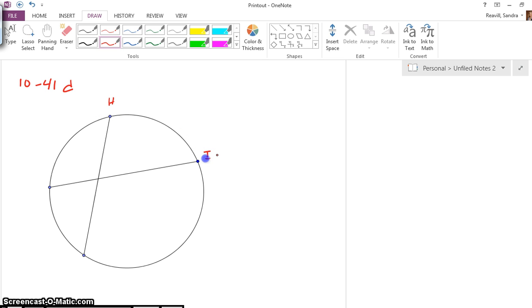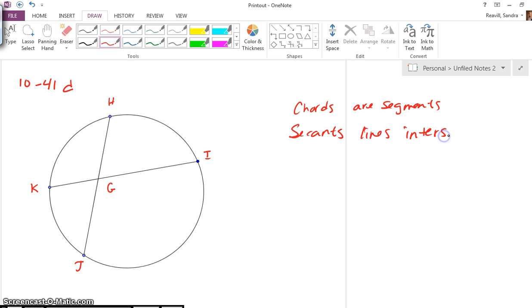We're going to label the vertices of the chords. Remember that chords are segments with endpoints on the circle. And remember that secants are lines that intersect the circle at 2 points. So a secant contains, or is a line containing, a chord.